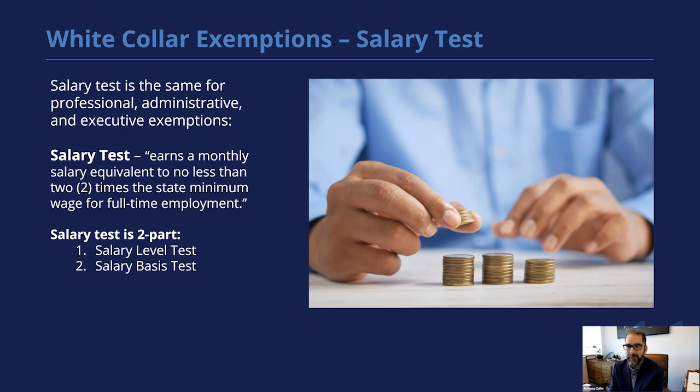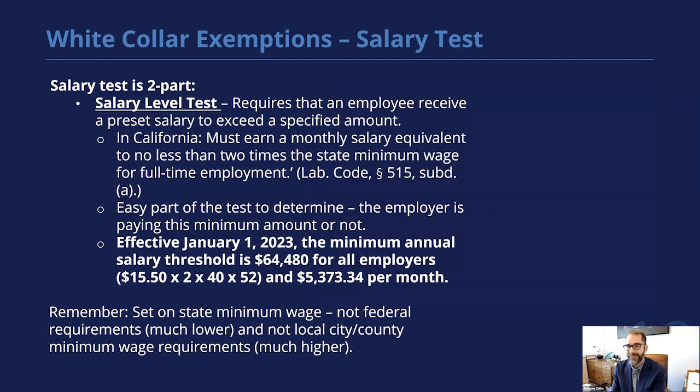So as Mike mentioned, there's a salary test and a duties test, but the first test, the salary test, has two subparts. So we've got a two-part test that we need to meet. I'm going to talk about the salary level test first, because it's the easiest part of the test. It's black or white if the employer is paying the employee enough to meet the salary level test.